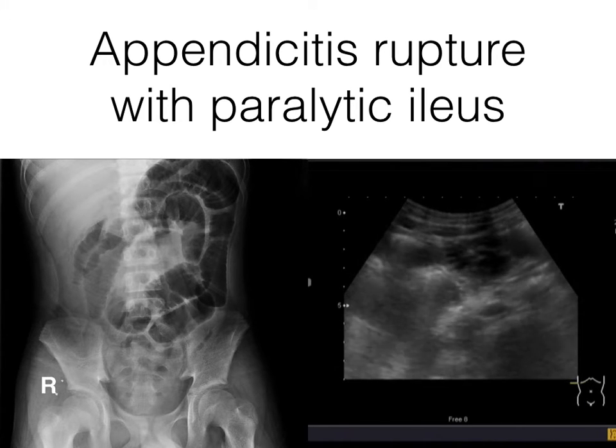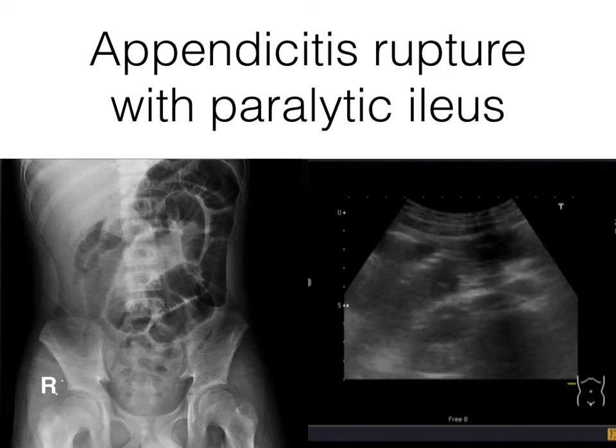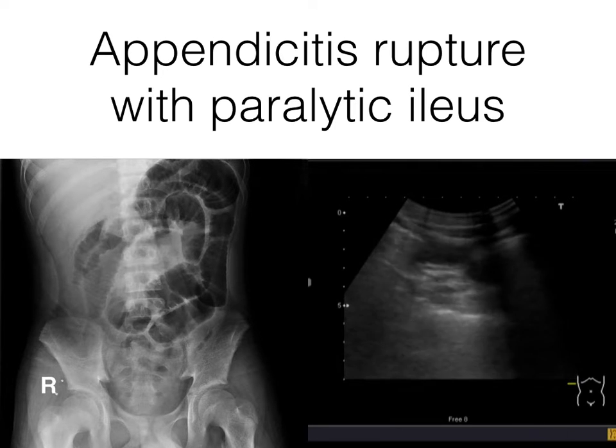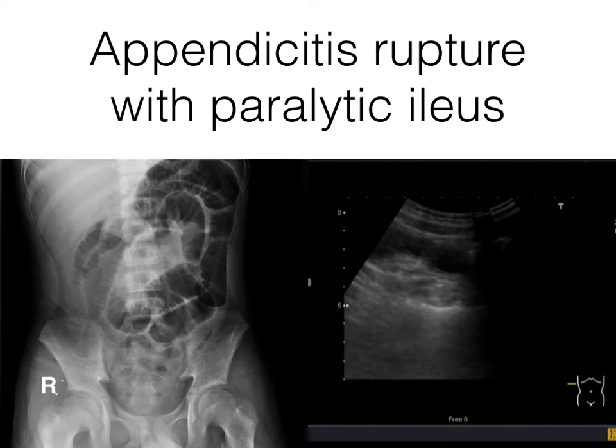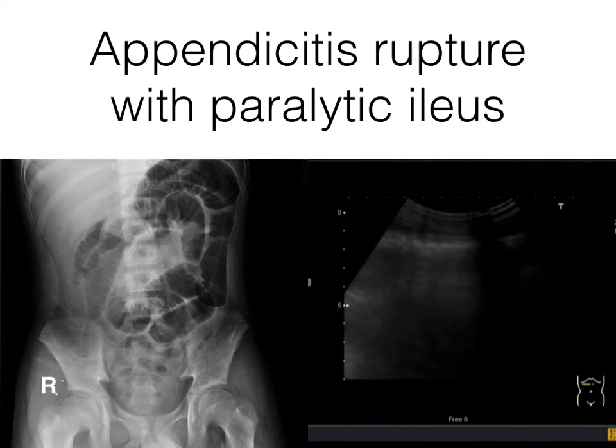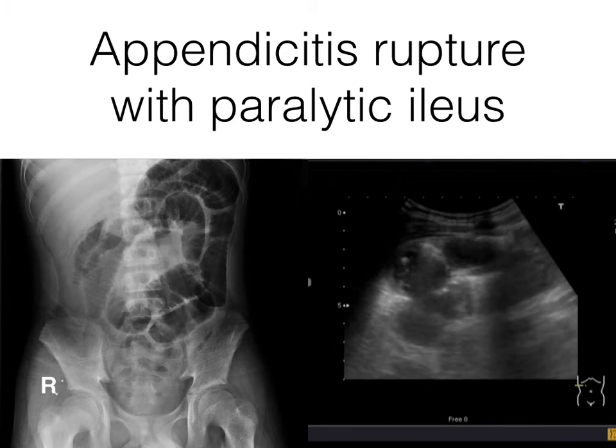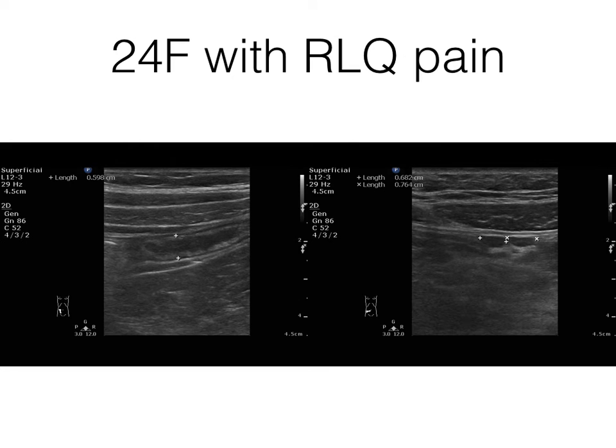And then this is all dilated. We can see the peristalsis is limited and it is full of fluid and gas. The patient underwent surgery, confirmed to be ruptured appendicitis with paralytic ileus. But I would suggest that in these conditions, maybe you need a CT scan to confirm other complications such as abscess.